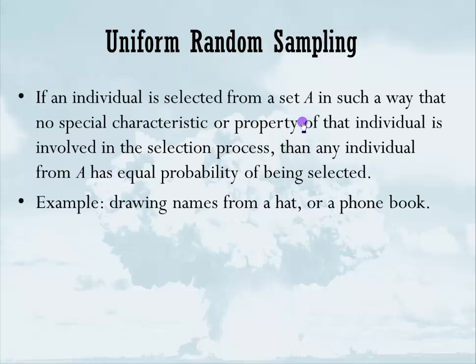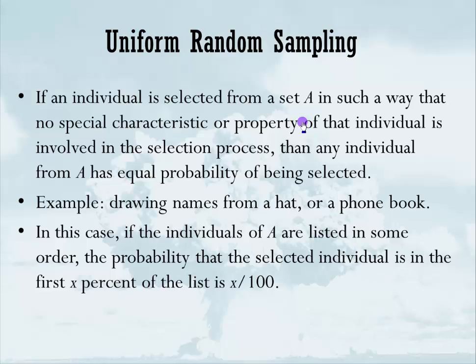Or if you draw a phone number from a phone book, as long as you choose any page randomly, or you choose the place on the page randomly, any number is equally likely to be selected. So in this case, if the individuals of A are listed in some order, the probability that the selected individual is in the first X% of the list is X over 100.